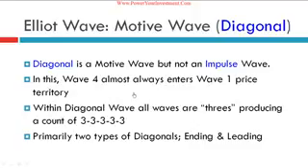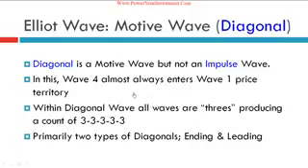What it means is that there are certain rules that an impulse wave follows. One of them is that wave 4 almost never enters the price territory of wave 1. But in a diagonal wave, wave 4 almost every time enters the price territory of wave 1. Also, all the diagonal waves produce a count of 3, 3, 3, 3, and 3.